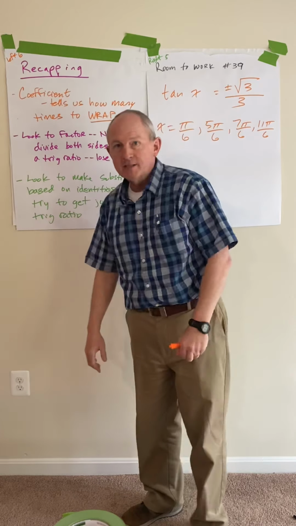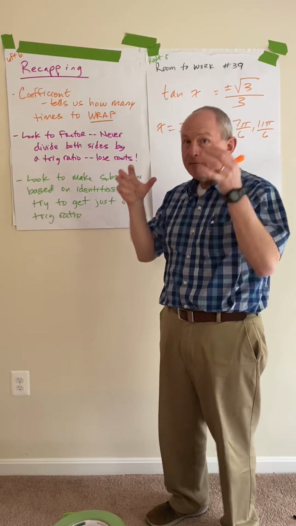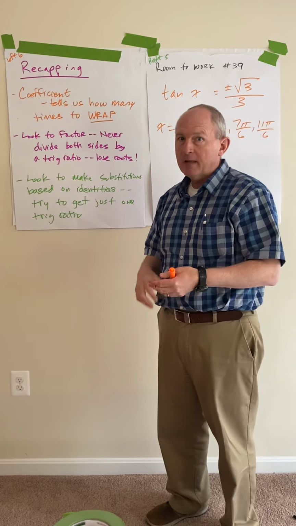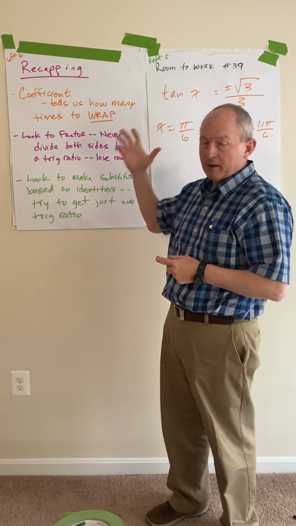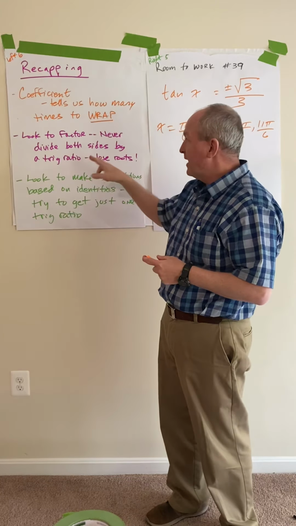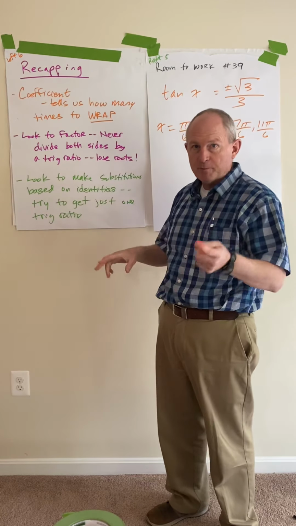The second thing was, when we're solving these, look to factor. We spent a month factoring back in the beginning of the year so that we'd be proficient by now. We never divide by a trig ratio, because then we lose our roots. We're going to lose possible roots.